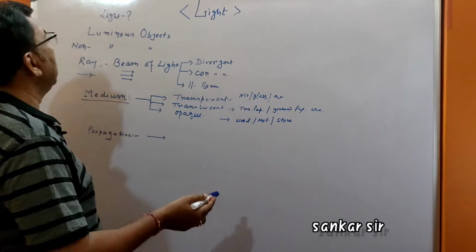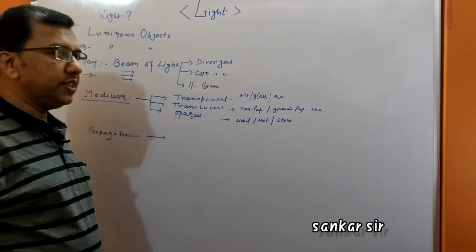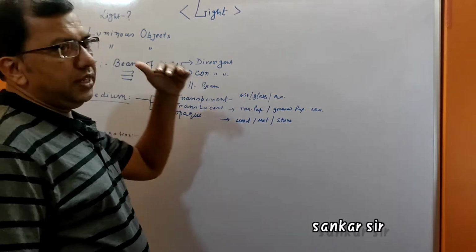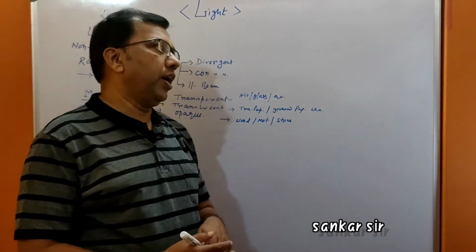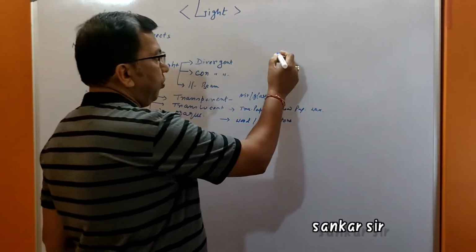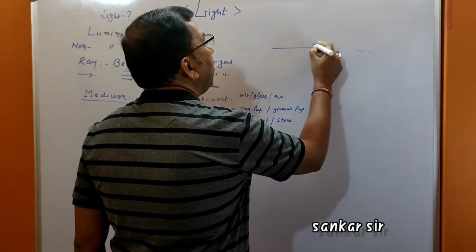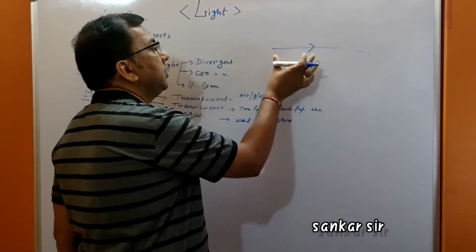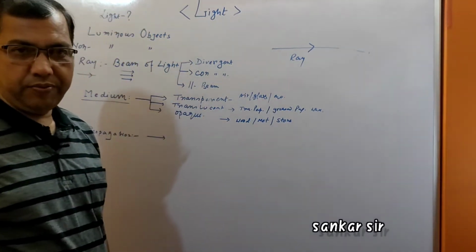So, what is a ray? What is a beam of light? A ray is the path in which the light travels. That is the ray of light. The path in which the light passes is known as a ray of light.